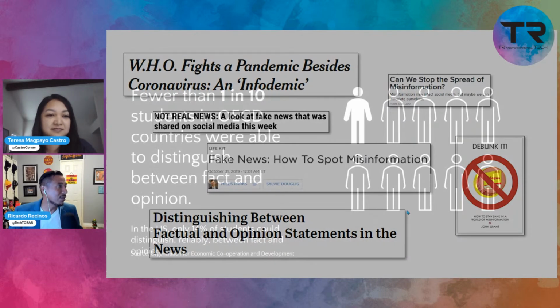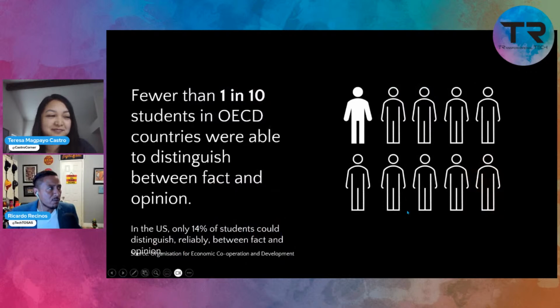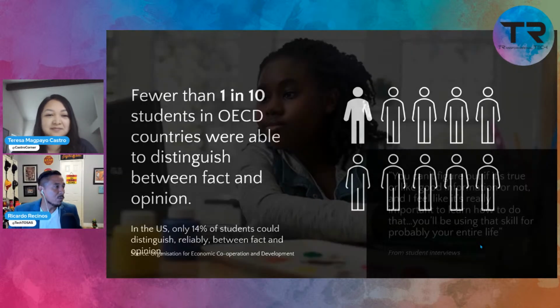So we're going to share that there. I think this was mentioned in the video: fewer than 1 in 10 students in OECD countries are able to distinguish between fact and opinion. I did not know what OECD was, so I had to look it up. It's the Organisation for Economic Co-operation and Development. So 1 out of 10 students was able to distinguish what is fact and what is opinion. This is something that we definitely have to work on. In the US, only 14% of students could distinguish between facts and opinions. So very, very important.